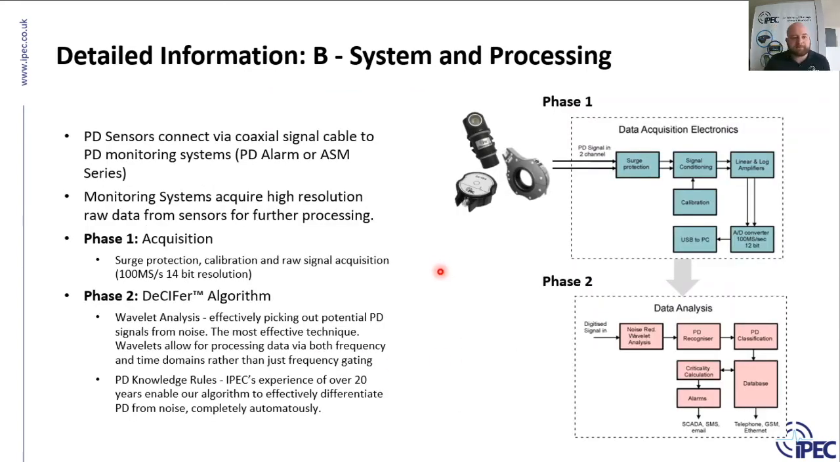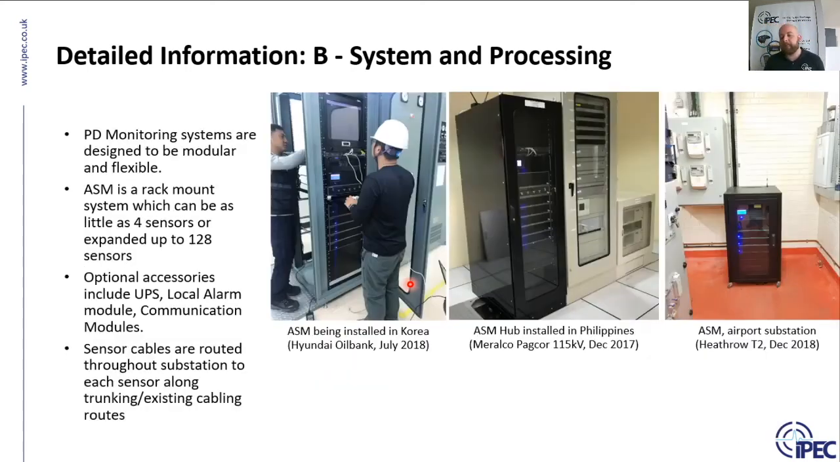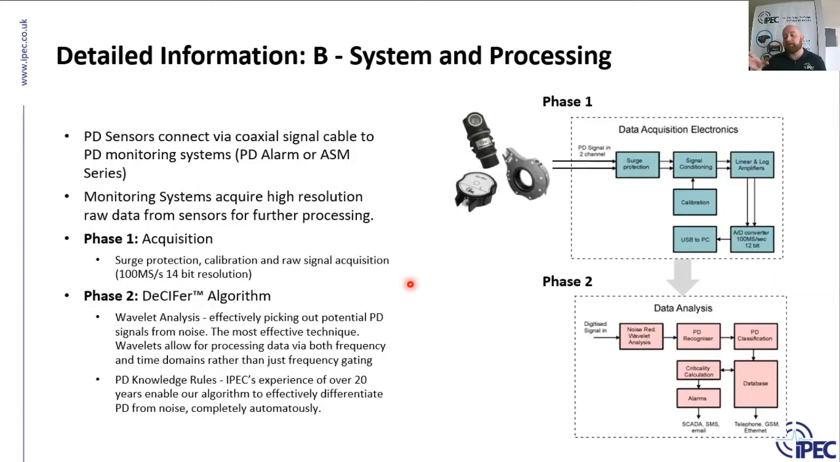Now the way it works is there are two main stages, or stepped phases, of our processing of data. The first one is the digitization side of things. It's the acquisition of data, 100 megasamples per second, 14-bit resolution, and of course a range of surge protection, amplification of signals, and calibration of signals before it goes into the monitoring device.